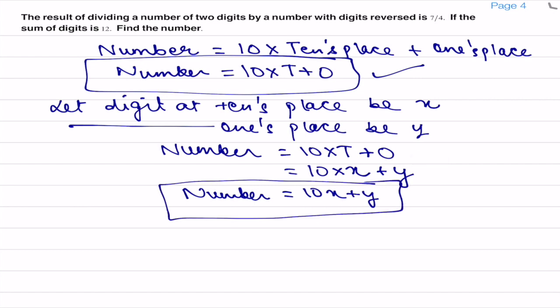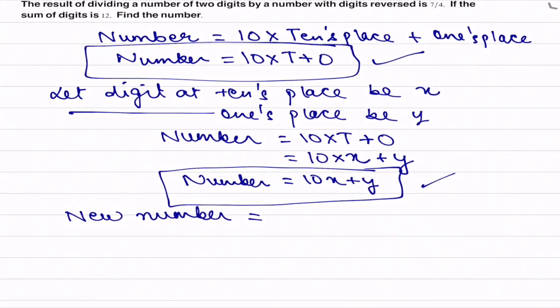Now they are talking about the result of dividing a number, that number we have got it, by a number with digits reversed. So we have to find out one new number in which the digits are reversed. Digits are reversed means tens place digit becomes ones place and ones place digit becomes tens place. Means when they interchange the digits or digits are reversed, it's the same thing. Then the new number, if you change their positions, it becomes 10y plus x. This is your new number, but your actual original number is 10x plus y. This is the condition according to the question.